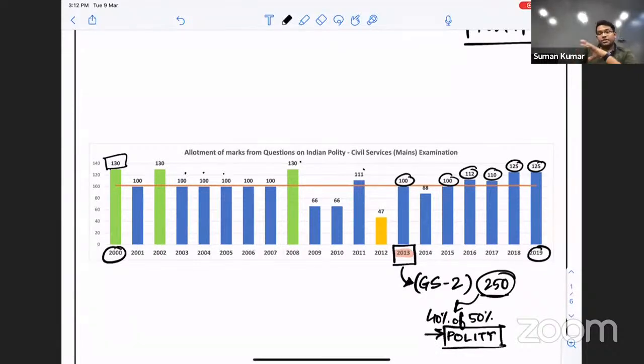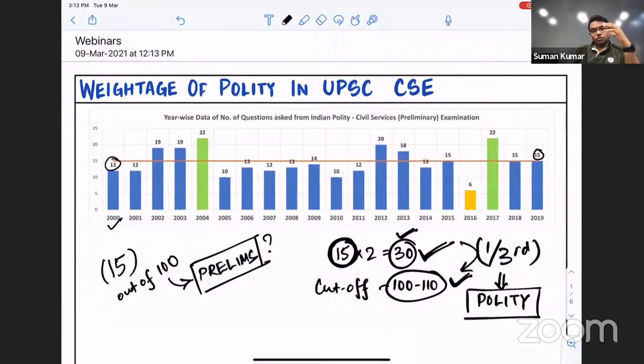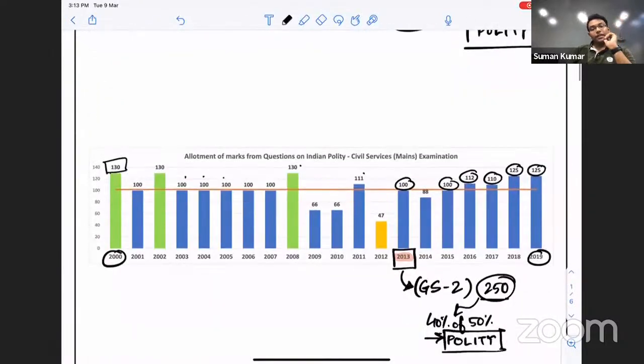So having established that polity is absolutely essential for you to score good marks, to at least score threshold marks for clearing the prelims and going further for mains also, this carries a significant contribution towards your success. This is the reason why anyone worth his salt in this preparation journey knows that polity is absolutely important.